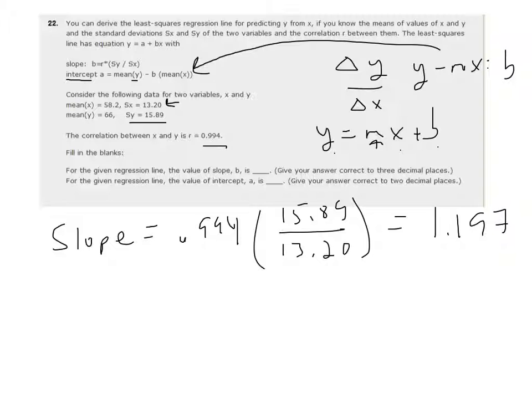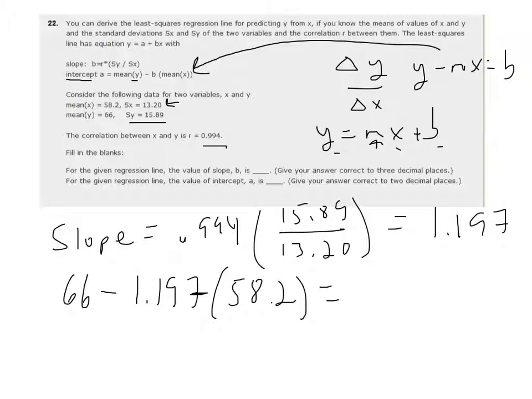So we're going to do the mean of the y's, which is 66, minus the slope. And if your slope is negative, you change it to a positive, negative, negative, times the mean of the x's, which is 58.2. And then you just throw that in your calculator. And that's giving me negative 3.665. 2 decimal places, so negative 3.67.